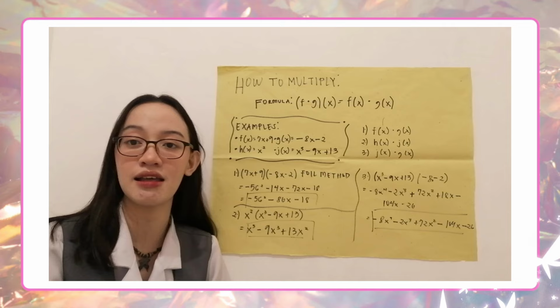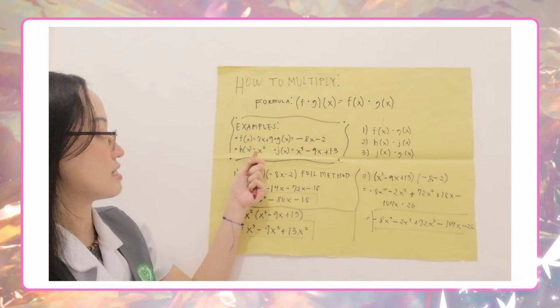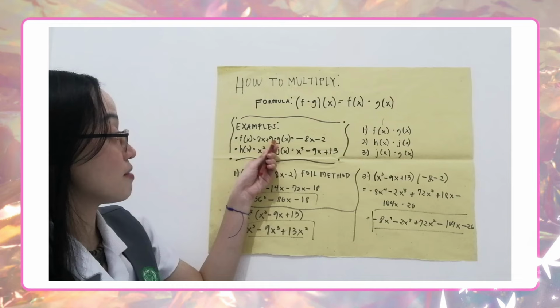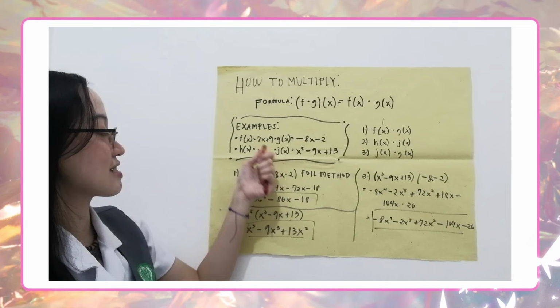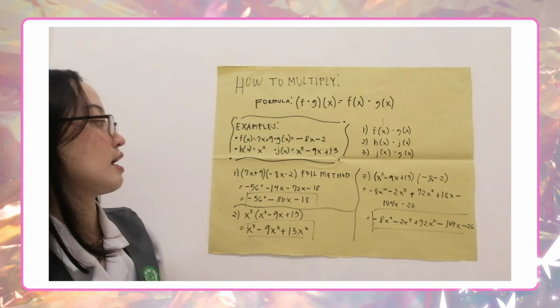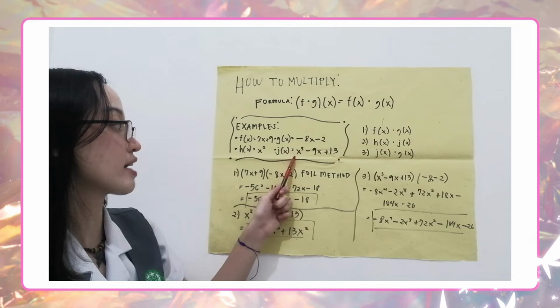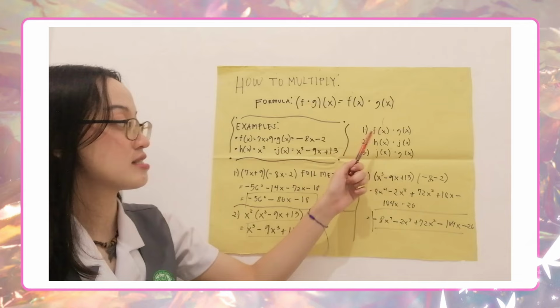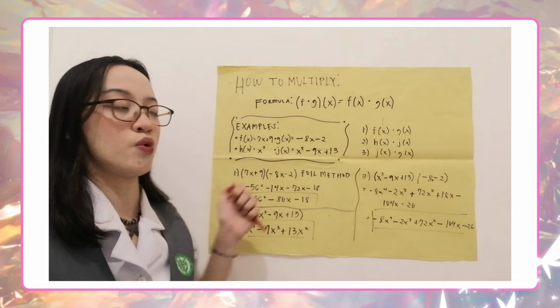So, ayun, ang given natin now is f of x is equal to 7x plus 9. Then g of x is equivalent to negative 8x minus 2. And then h of x is x squared. And another function is equal to x cubed minus 9x plus 3. So the first example that we are going to solve is f of x times g of x.